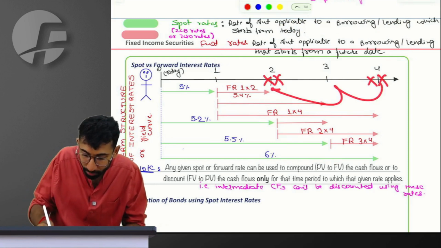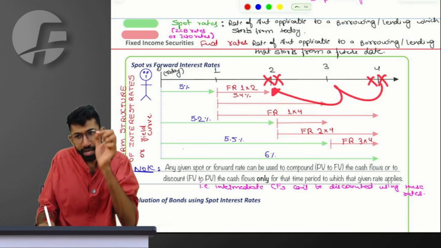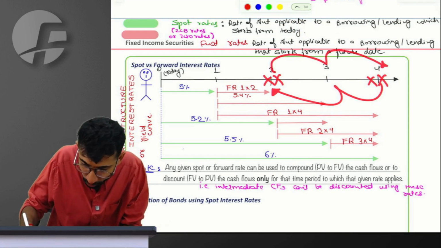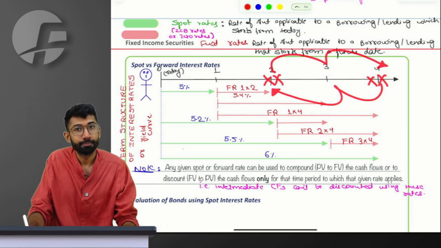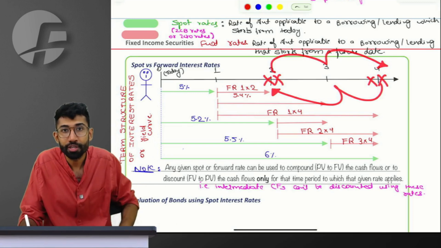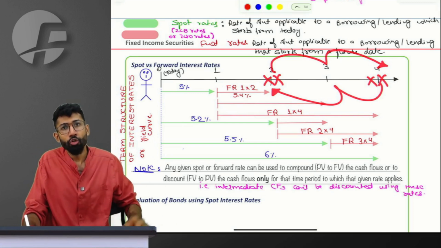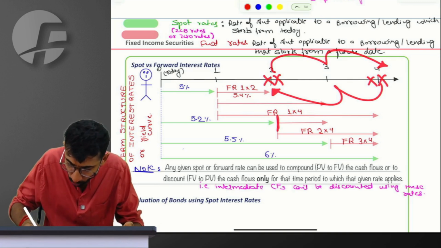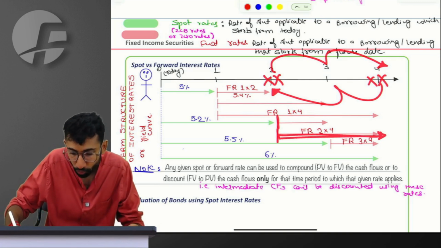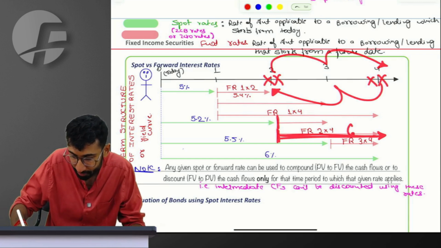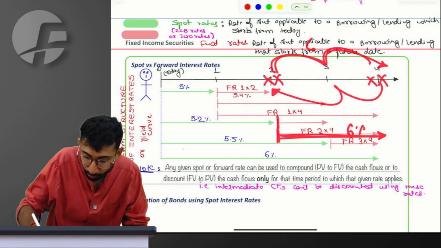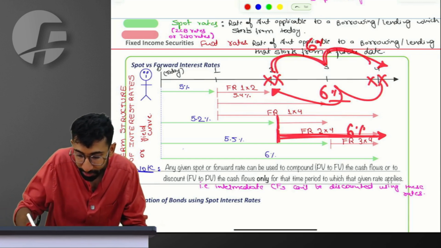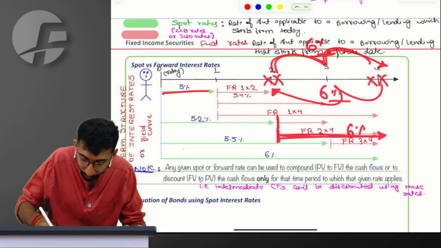Imagine I have a cash flow at the end of the third year, or at the end of the fourth year, which is to be discounted back to 2 years. Or I have a cash flow at the end of the second year, which is to be compounded to 4 years, right? No other rate which is applicable to the time period 2 to 4 can be used. For example, the rate for this is 6%. For the purpose of compounding and discounting both, only the 6% rate can be used, not 5, not this, not this.